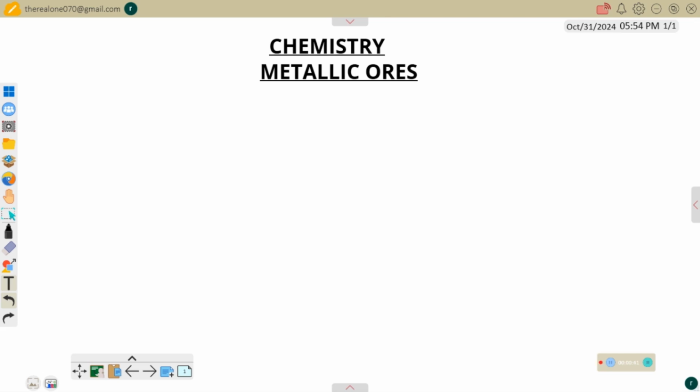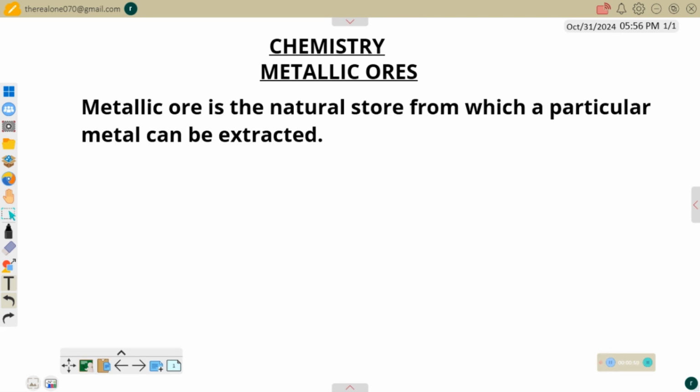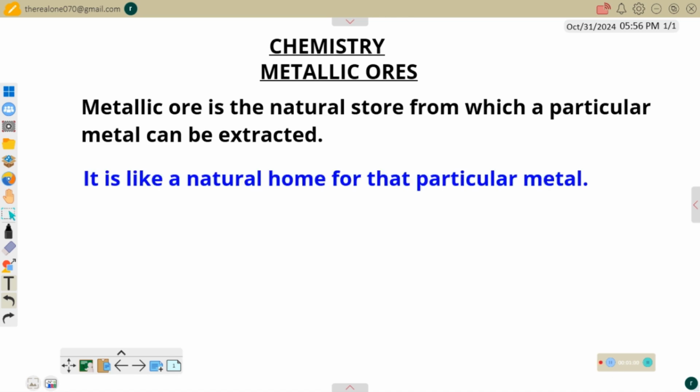But notwithstanding, the natural house where a metal can be found is known as metallic ore. So we can see that a metallic ore is the natural store from which a particular metal can be extracted. It is like a natural house for that particular metal. It is always in form of a rock. So metals can be extracted from such rock by various methods. Each metal, especially those very reactive metals, has its own natural ore. And each of these ores has a special name.